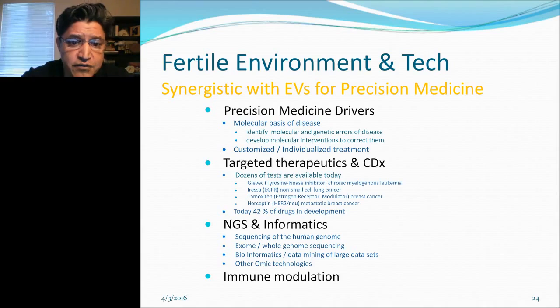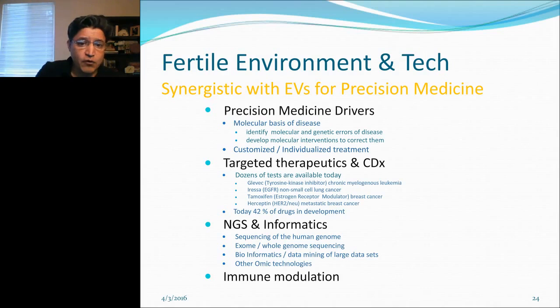And basically, just a quick summary, I'm sure everybody's aware of this, it's our move to a molecular basis for disease, the identification of molecular and gene errors, and then the development of molecular interventions to correct them. So leading to customized and individualized treatment, and this is of course represented by the dozens of targeted therapeutics and companion diagnostics that have been developed for cancer and other diseases. Although there have been huge advances, most diseases and most conditions are not yet treated with targeted therapeutics.